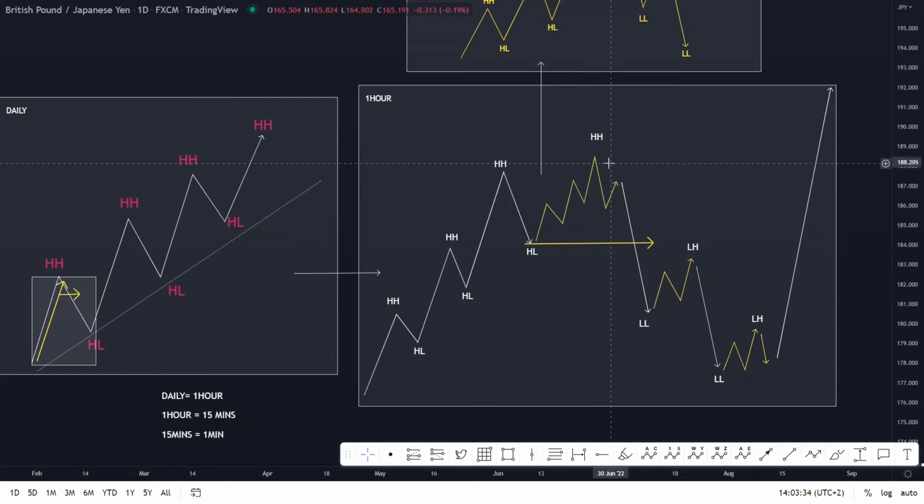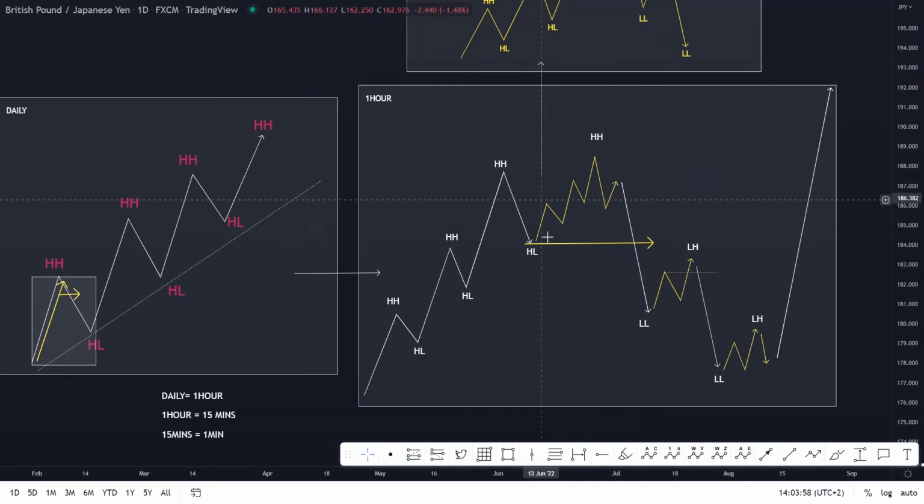So from here we can see that the market broke the low, pushed higher, dropped the low, and then pushed higher. So you might be thinking that, okay, the market is going to push higher again from here, but the market eventually dropped lower because this structure here is in the lower time frame.